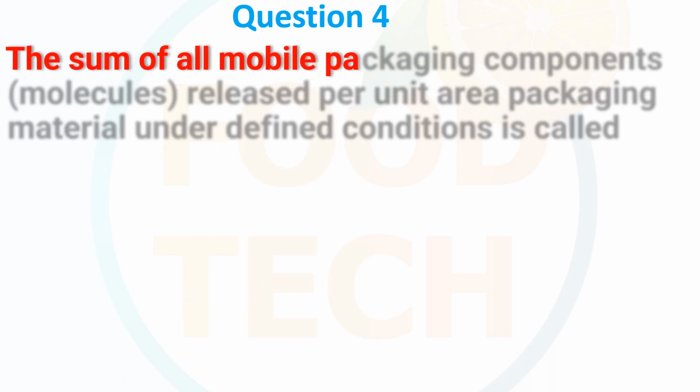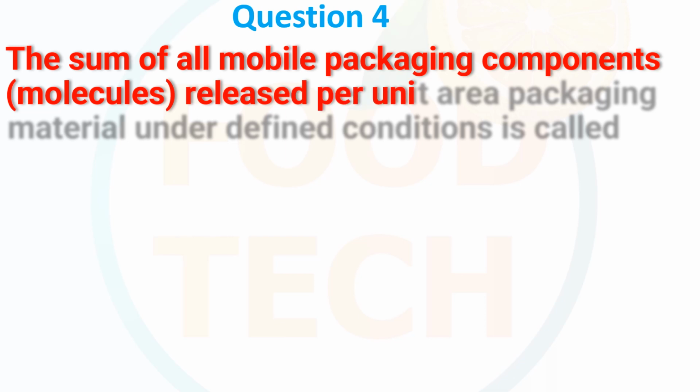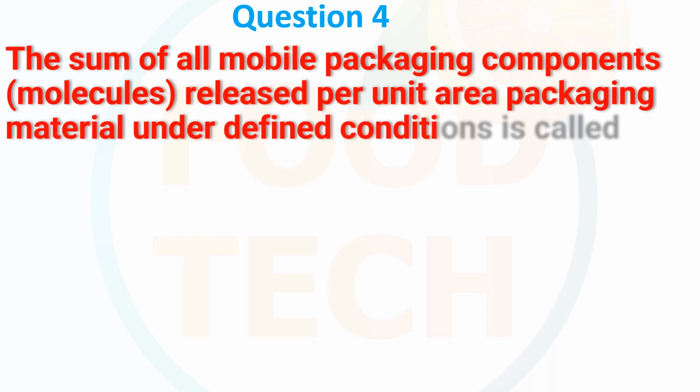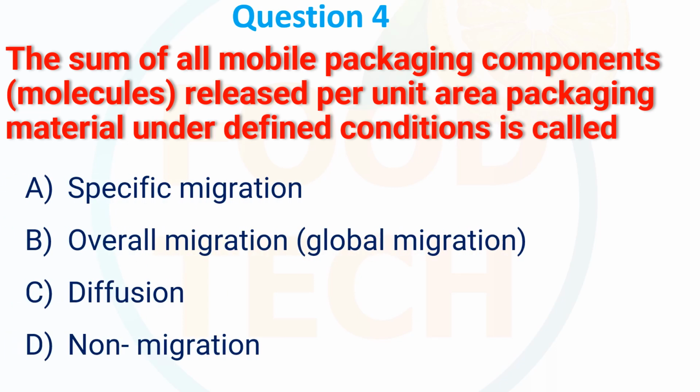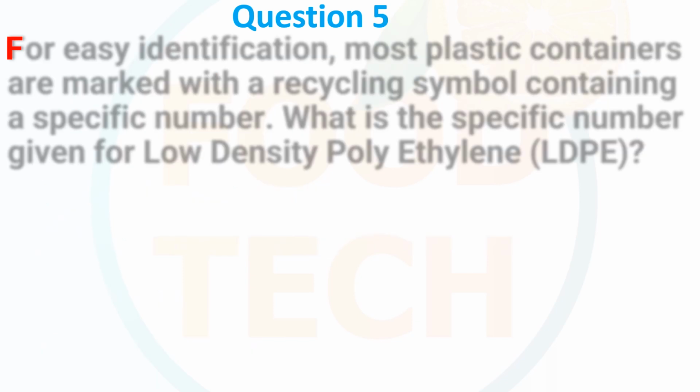The sum of all mobile packaging components released per unit area of packaging material under defined conditions is called: A. Specific migration, B. Overall migration, C. Diffusion, D. Non-migration. The answer is overall migration.